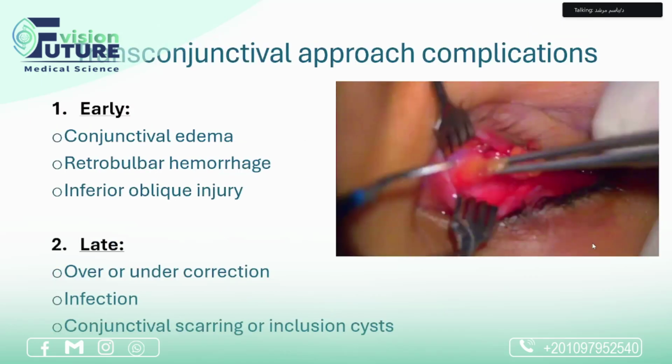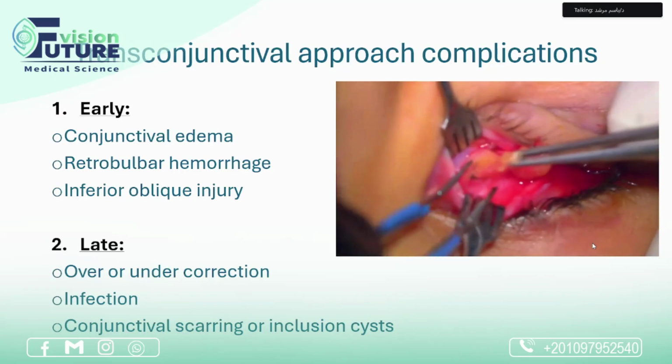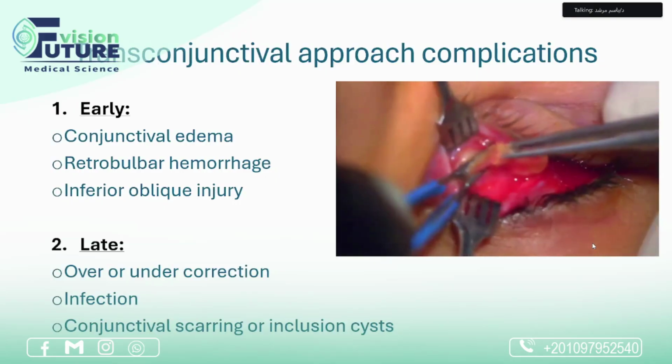Transconjunctival complications: we have early complications, which is conjunctival edema. It fades away and it subsides. Then retrobulbar hemorrhage, and that's why I always encourage handling the fat pads, like in the video, in a very decent way. I stopped using any arching forceps.